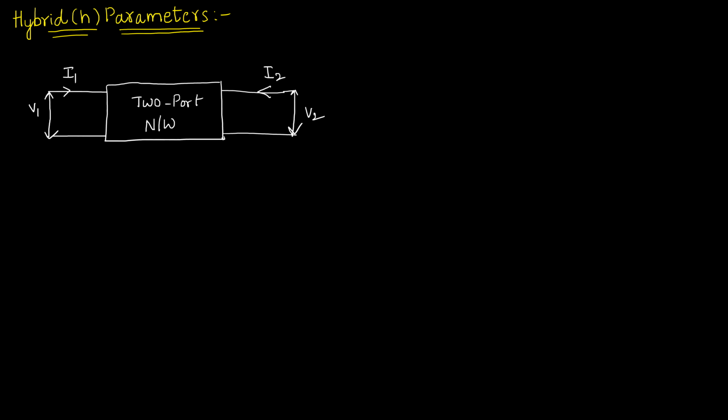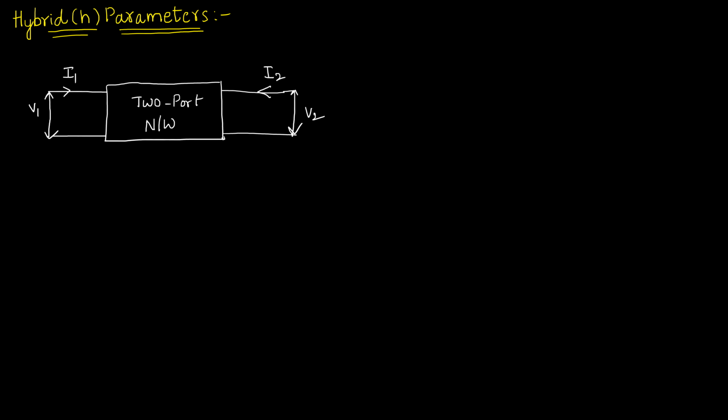Hello everyone. In this video, we are going to learn about hybrid parameters, also known as H parameters. These parameters find extensive use in transistor circuits because they can be most conveniently measured. So that's why they are most suitable for transistor circuits. Okay, so why are H parameters called hybrid parameters?